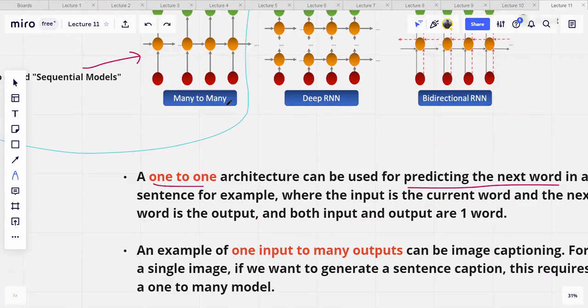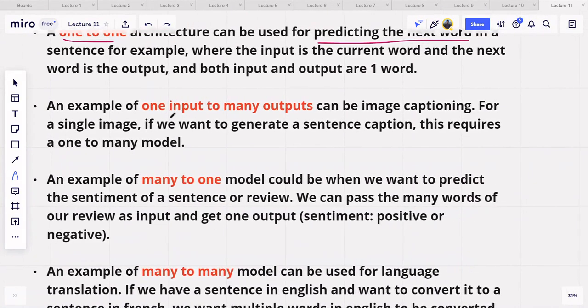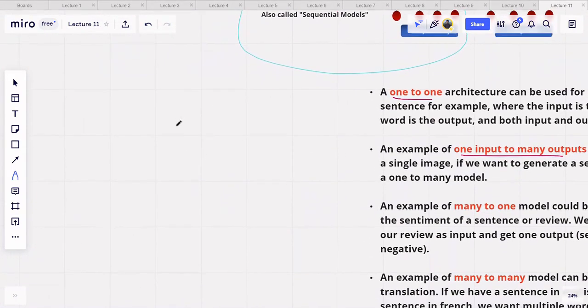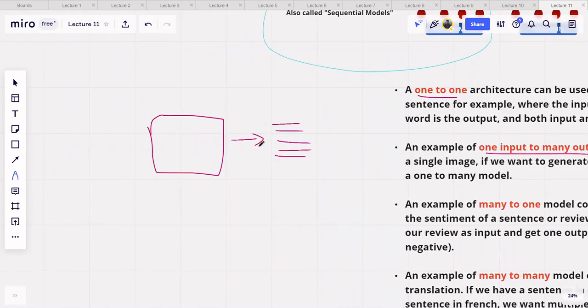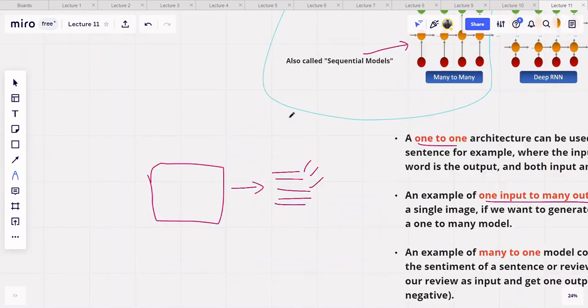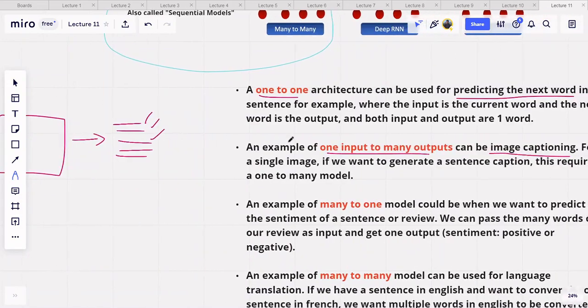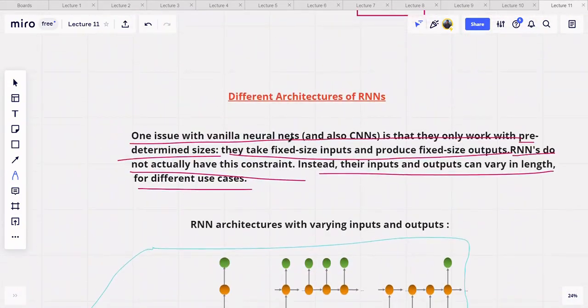Another example would be for one input to many outputs. One example for this would be image captioning. In image captioning, we have an image. We give this image to our model, and the model outputs a sentence, or a caption, for this image. So here the image is one input, and we are getting multiple words out from our RNN. So there is a one to many relationship here.